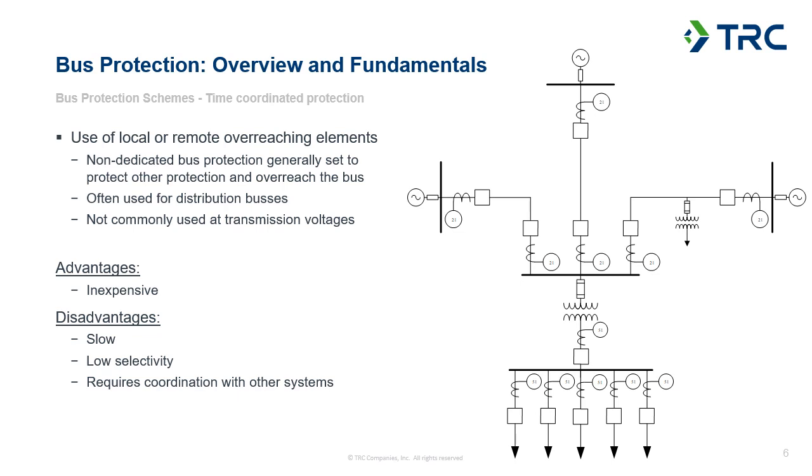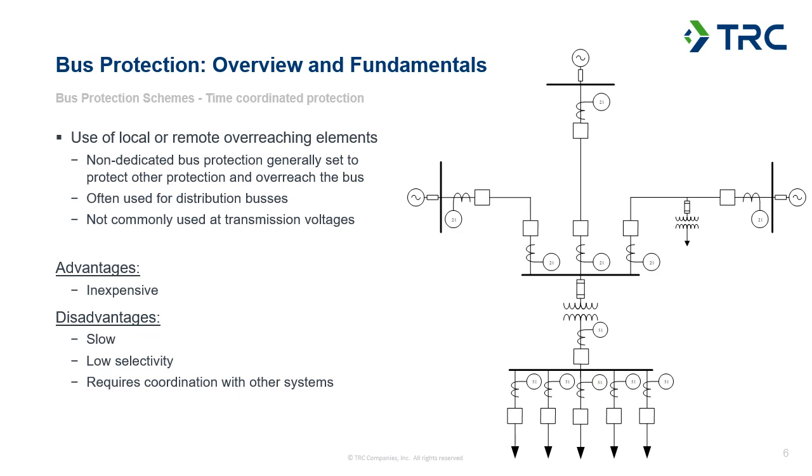So really, you're not often going to see the primary protection for a bus at a transmission level be this time coordinated protection. So really the advantages of it are that it's inexpensive. You don't have to buy a dedicated relay. You're using other relays within the system that just happen to see past the end of their zone and will detect a bus fault.